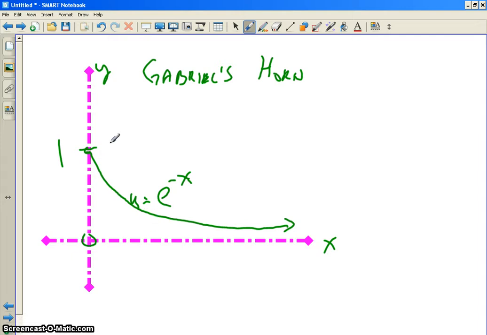Well, we can answer 3 questions. What's the arc length? What's the volume of revolution? And what's the surface area? Let's go straight to arc length, okay? So the arc length is the integral from 0 to infinity. I'm starting at x equals 0, going on forever.